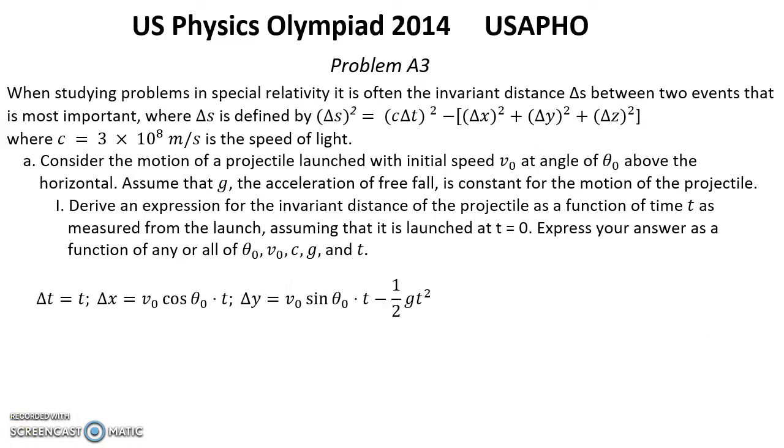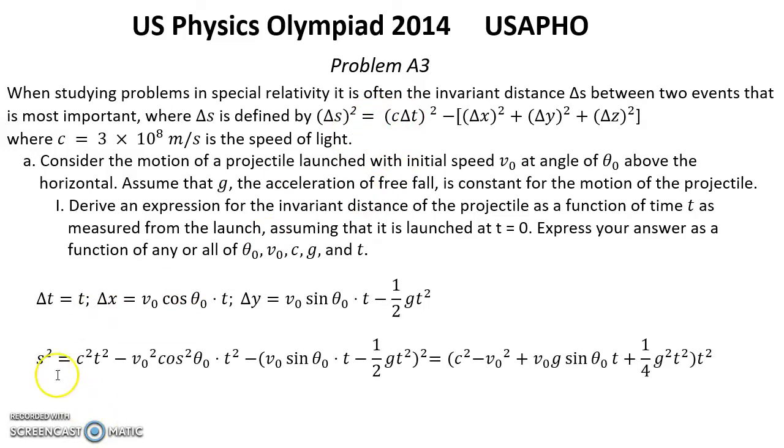In our case, we have delta t equal t, delta x equal v0 cosine theta 0 t, delta y equal v0 sine theta 0 t minus 1/2 g t square. When we put these meanings into our expression for events, we have s square equal this one, or after simplification, this one. That's the answer for question 1.